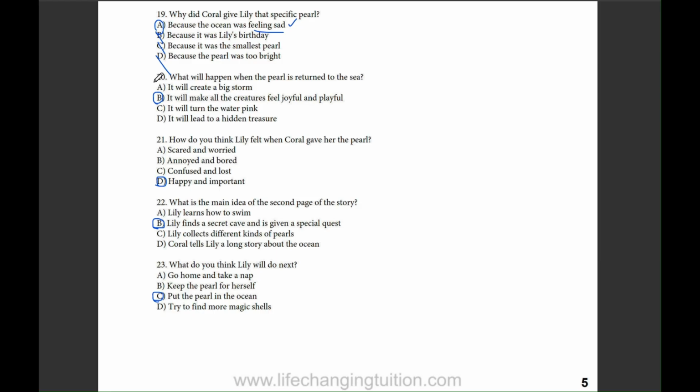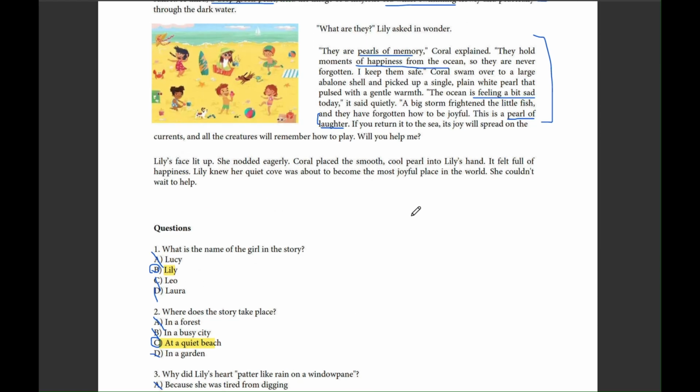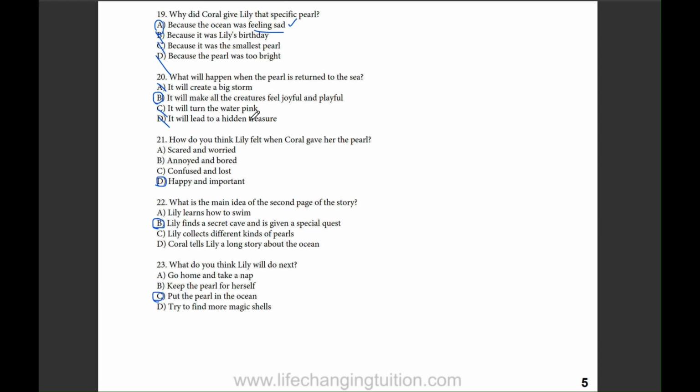Thinking about why not, we can understand that A, C, and D are not stated outcomes in the story. The correct answer is B, all creatures will feel joyful and playful. The explanation tells us that the pearl's laughter will spread through the currents.